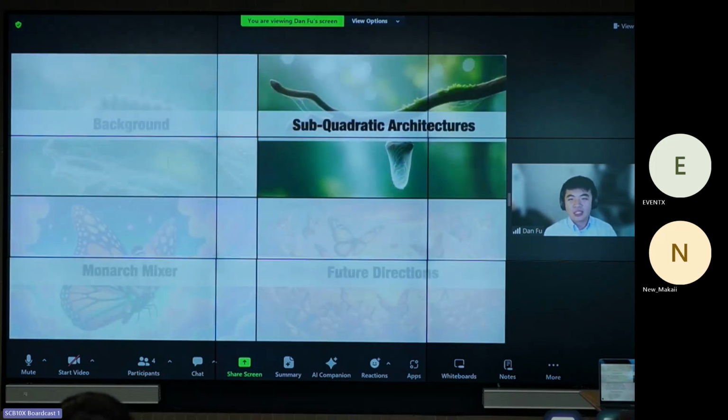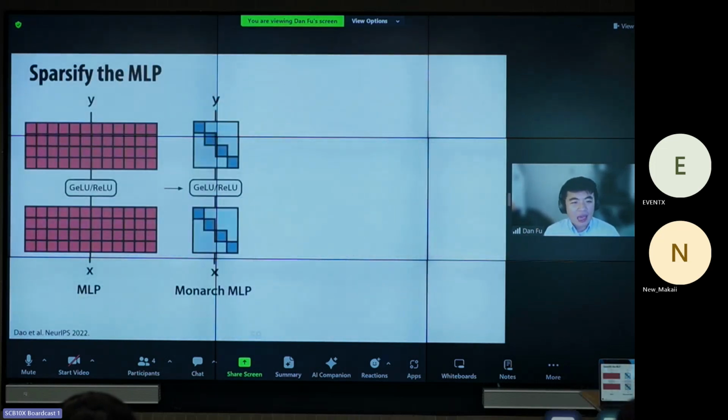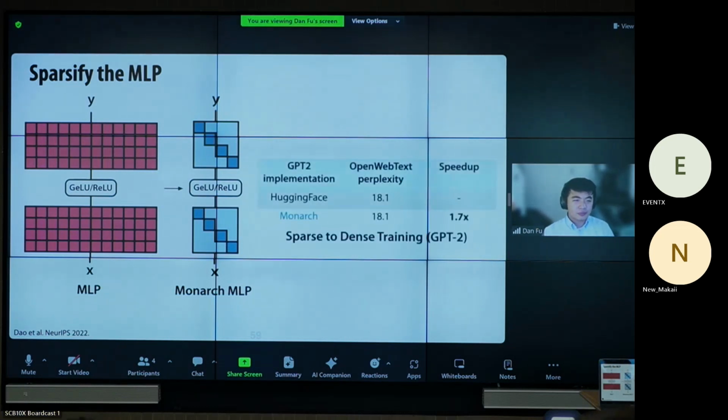Okay, so now let's take a look at some of these sub-quadratic architectures. I'll start with the MLP because it's a little bit simpler. What you can do is use an MLP, you can see it in red on the left here. You've got these dense matrices with some activation in between. What we're going to do is replace these dense matrices with Monarch matrices, or even some with just block diagonal matrices. And we'll call this a Monarch MLP.